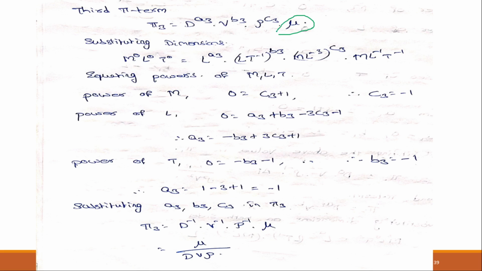The dimension of mu is M to the power of 1 into L to the power of minus 1 into T to the power of minus 1. The remaining procedure is the same. We have to find the power of M, the power of L, and the power of T. By calculating this I am getting a3 value minus 1, b3 value minus 1, c3 value minus 1. Again substitute in pi 3. So the final value is mu divided by d into v into rho.